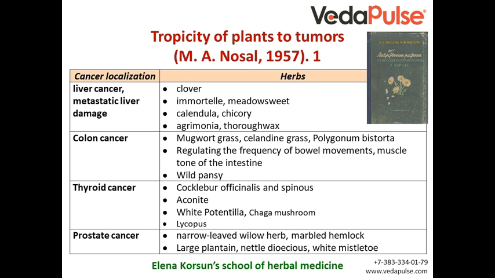We can see the list of the plants that he used for malignant tumors of the liver, colon, thyroid gland, prostate. In his practice, he used toxic plants that are quite tricky for usage. Their usage is quite complicated, even for an experienced specialist. He used such plants as conium and aconitum, for example, and also non-toxic plants such as chaga, clover, meadowsweet, calendula, chicory, and so on.